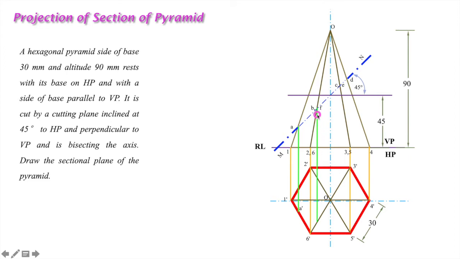Similarly, this is the line from F. F lies on O6, so here O6 dash intersects at this point. So it is the F dash point. So it is B dash and F dash, and similarly the rest of the points we are getting also. After completion we are getting all these points, and then for the middle point here, this is the A dash point.